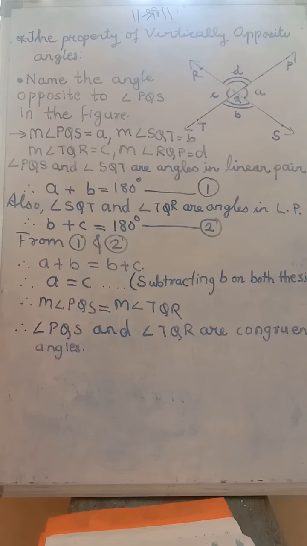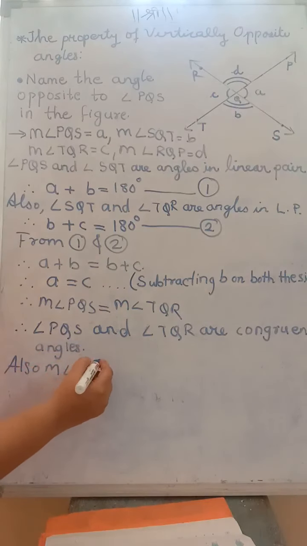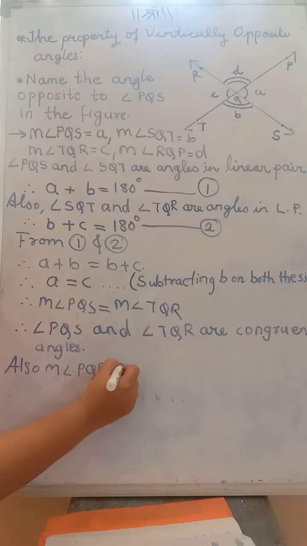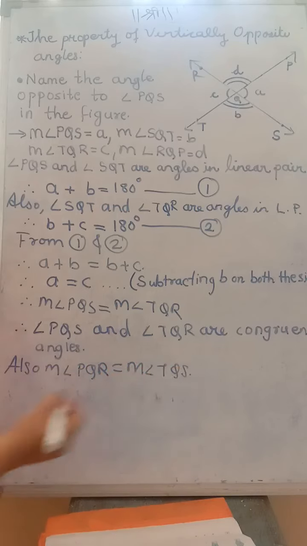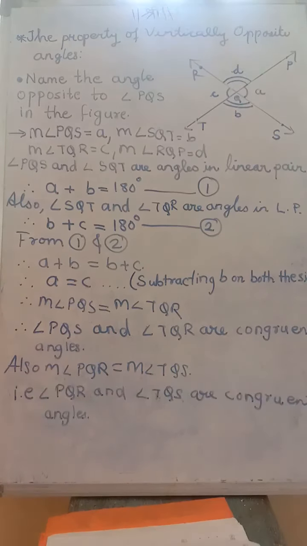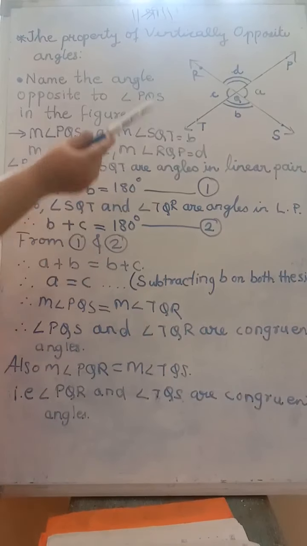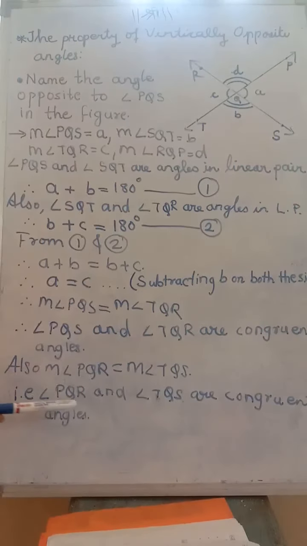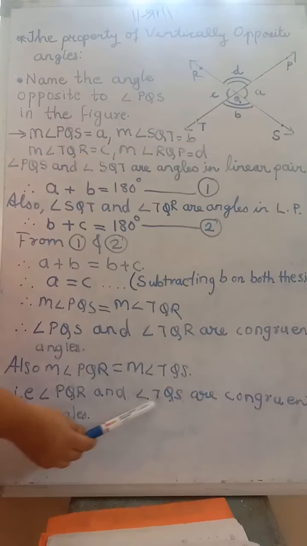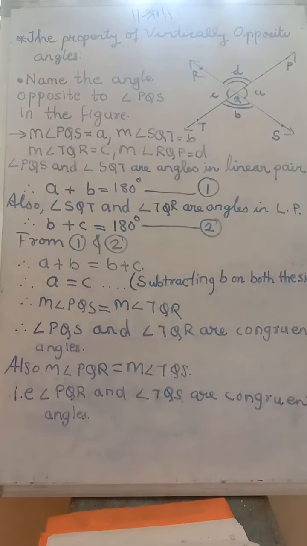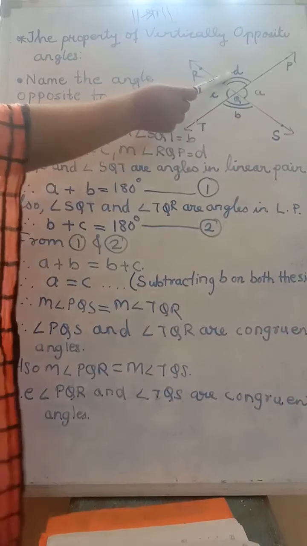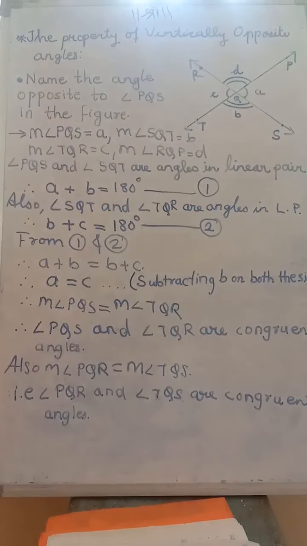Therefore, we can write also measure angle PQR is equal to measure angle TQS. Yes, that is angle PQR, means this upper one, and angle TQS are congruent angles. Means if this is 40 degrees, then this one will also be 40 degrees.